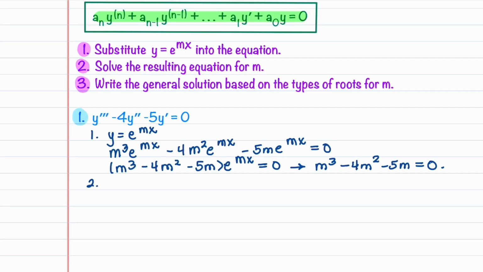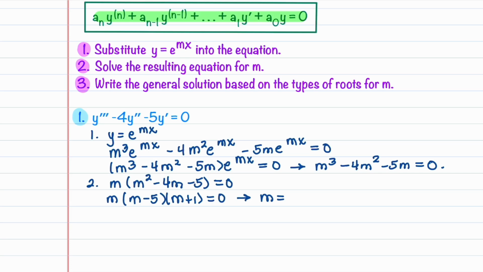In step 2, we are going to solve this equation. Notice that we can pull out an m, so let's do that. We have m times m squared minus 4m minus 5 is equal to 0. Let's factor this. This factors as m minus 5 and m plus 1. And this gives us that m is equal to 0, 5, and minus 1. So we have 3 distinct real roots.